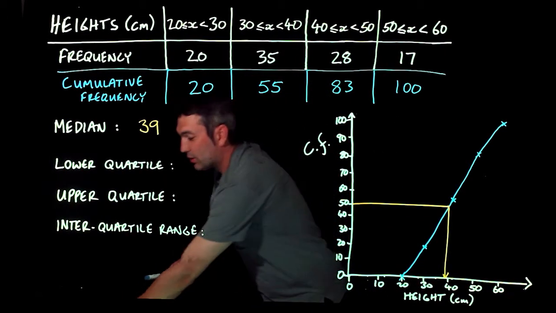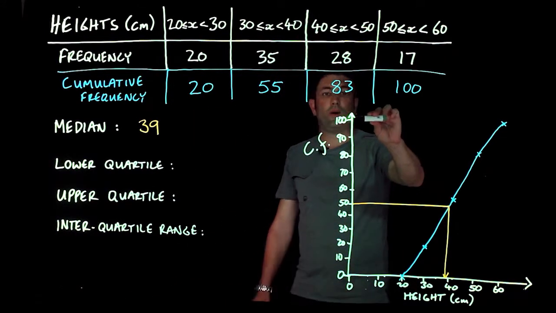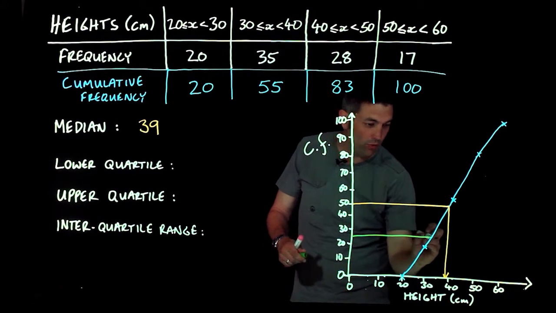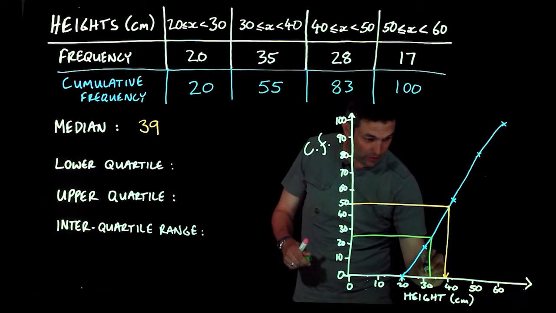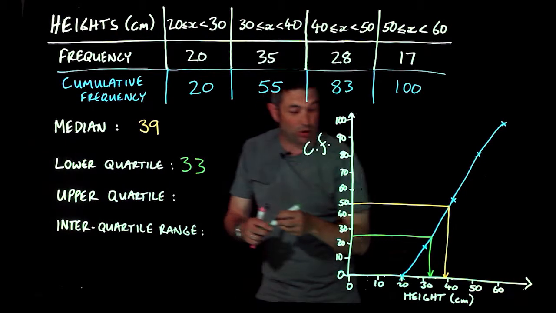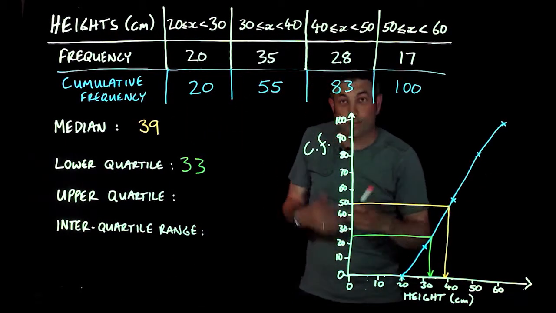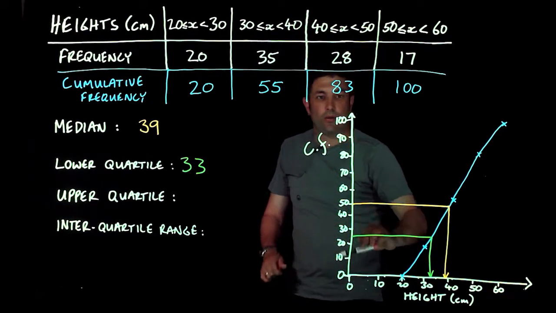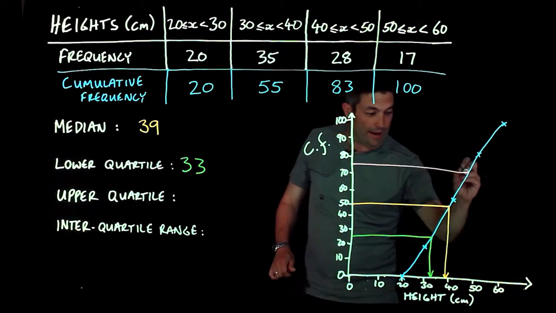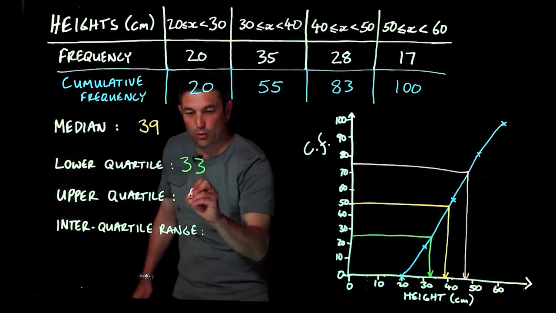With the quartiles, for the lower quartile, we go a quarter of the way up. So I've got to find a quarter of 100, which is 25. So I go to 25, read along and down, which is about, what do you reckon, 33. It's quite difficult for me to read it because I haven't got graph paper. You will have graph paper in your exam. So there you go. And three quarters of 100 is 75. So I go to 75, read across and down, and what do I get? That's about 47, 48. I'll call it 47.